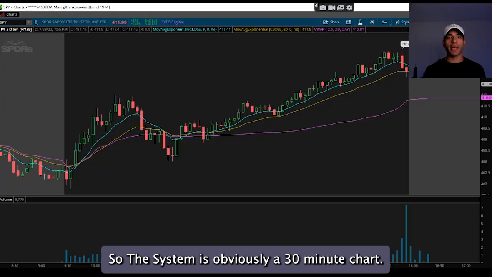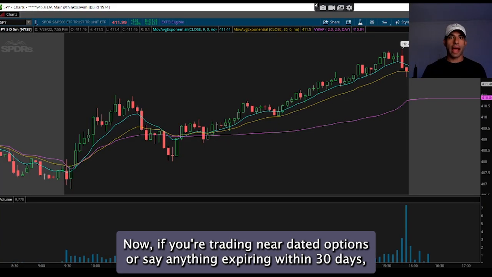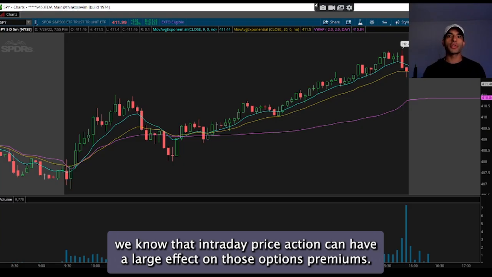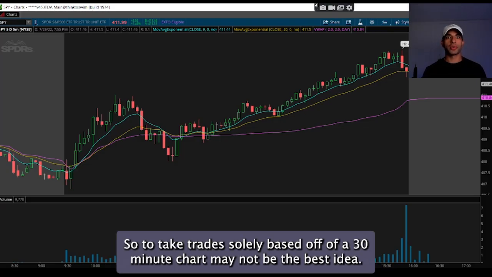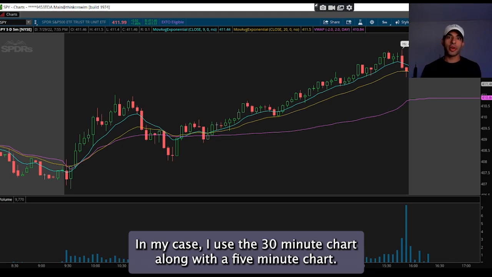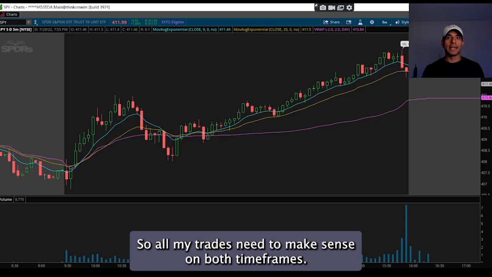All right, so let's get into how I actually trade options using the system. So the system is obviously a 30-minute chart. Now, if you're trading near-dated options, we'll say anything expiring within 30 days, we know that intraday price action can have a large effect on those options premiums. So to take trades solely based off of a 30-minute chart may not be the best idea. In my case, I use the 30-minute chart along with a 5-minute chart. So all my trades need to make sense on both time frames.